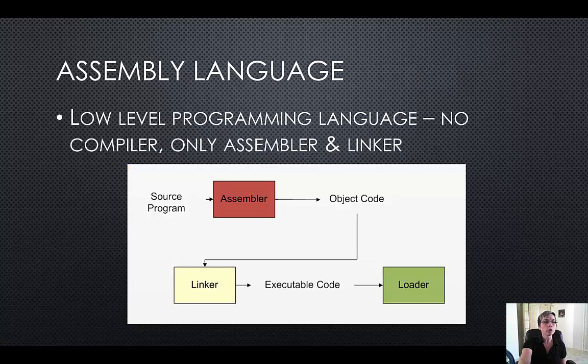So assembly language, just really basically, it's a low-level programming language. Low-level meaning very, very close to the CPU's machine language. It doesn't require a compiler. It only needs what's called an assembler, which basically takes that higher-level representation and then transforms it into what's known as an object code. Then you run it through a linker. A linker is responsible for adding in any libraries that might be included in that instruction, and then finally hands it off to the loader.